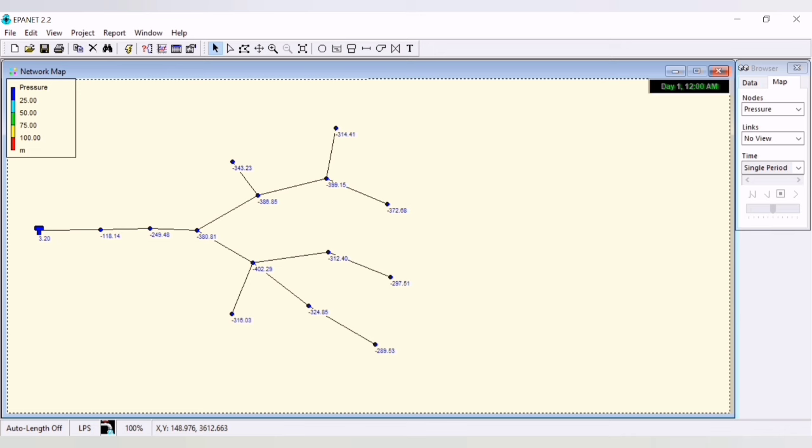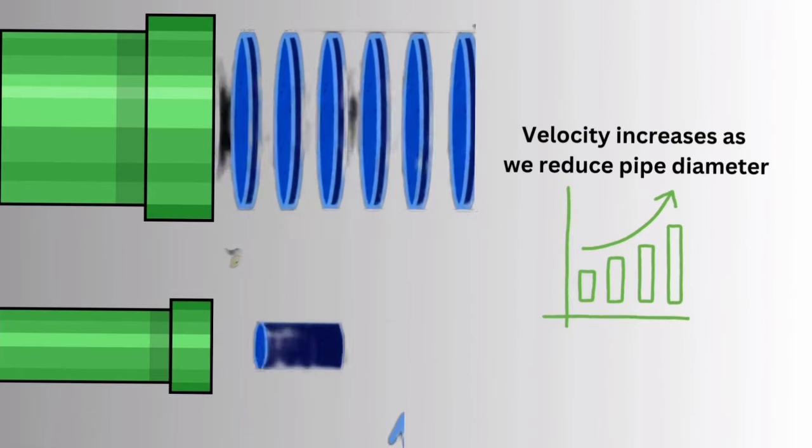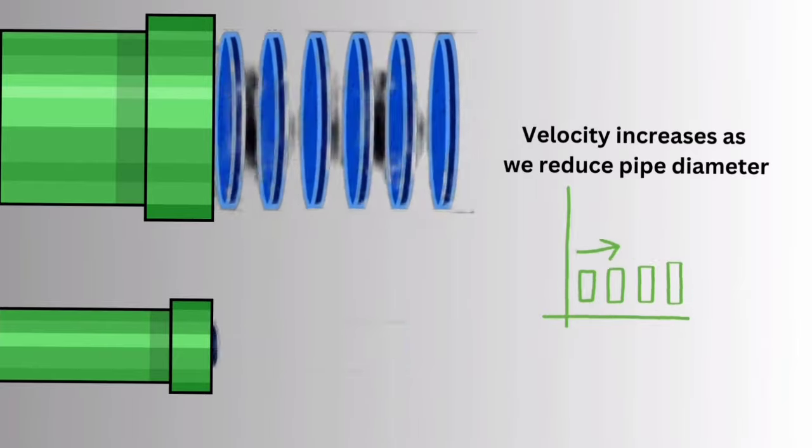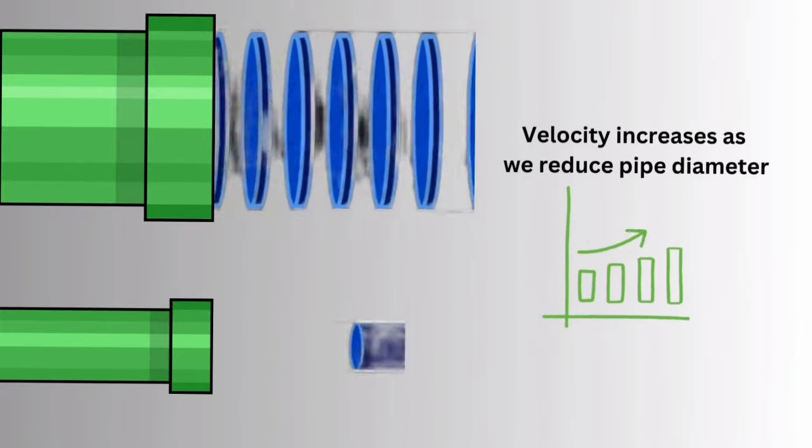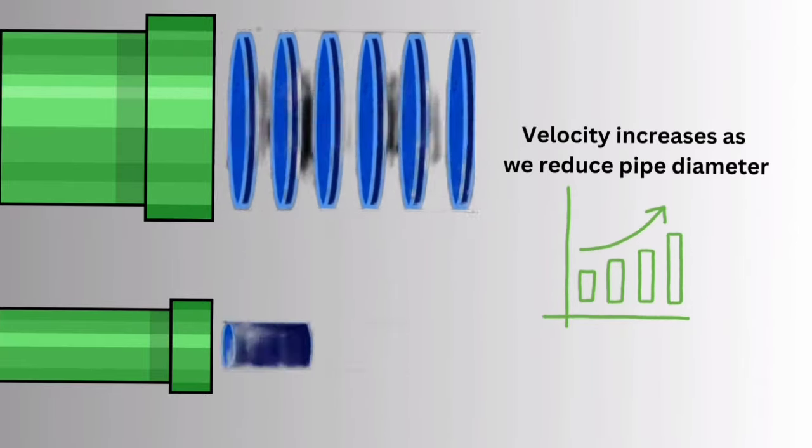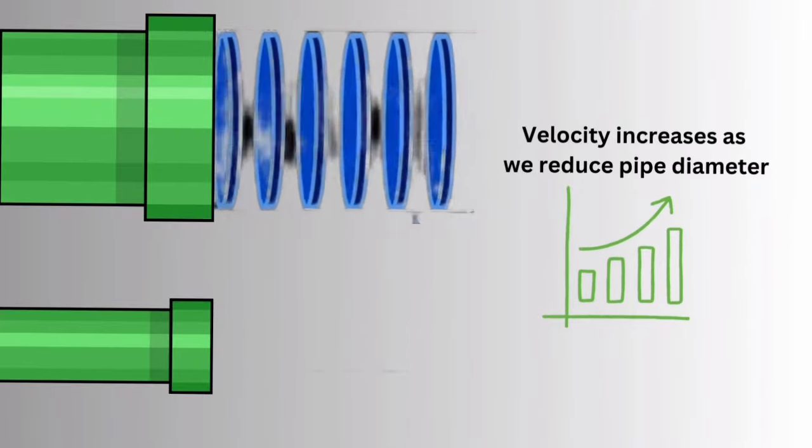the kind of velocity and pressure that we are going to experience in a system, and we will learn it through an animation in just the coming few moments. Now here you can clearly see that whenever the pipe dia is larger, the number of molecules passing per unit square area is relatively lesser than what is passing through a pipe of smaller diameter. So therefore the velocity will increase as we reduce the pipe diameter.